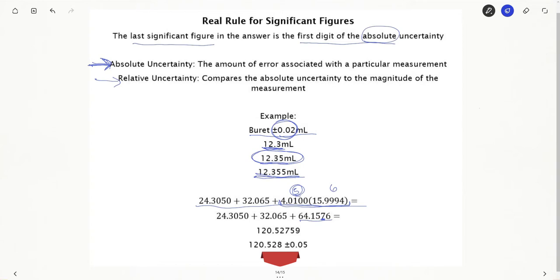Now again, because I'm not through with my calculation, I'm not actually going to round. I'm going to keep that trailing 6 on, and I'm not going to round until the very end of my calculation. Okay, so I'm switching up to addition and subtraction.